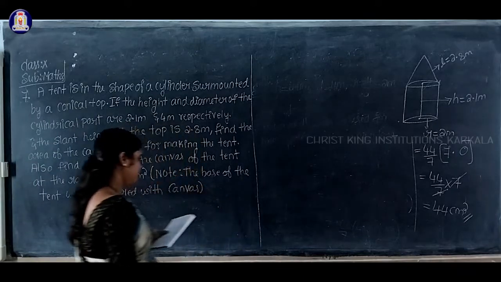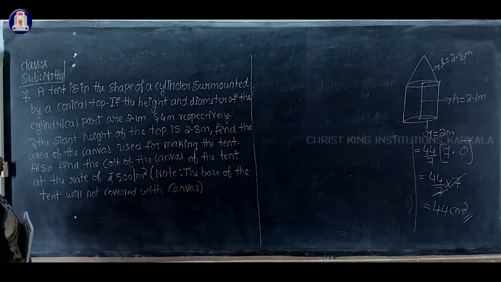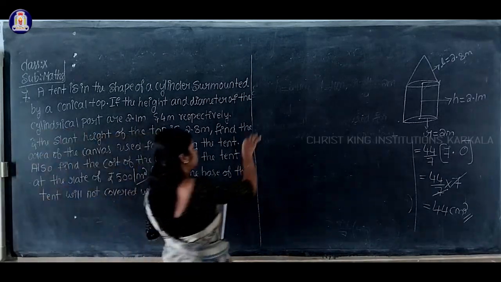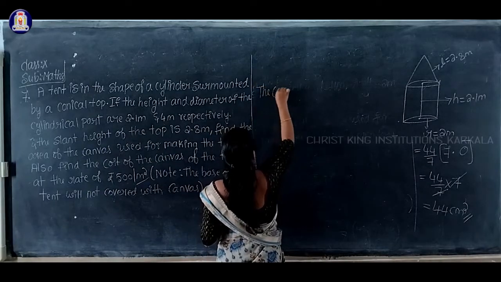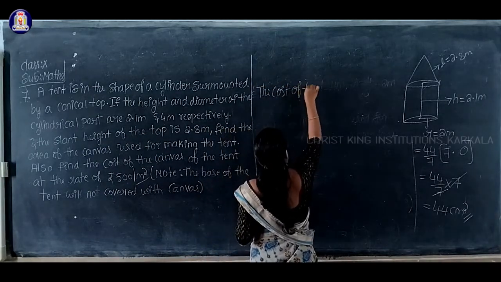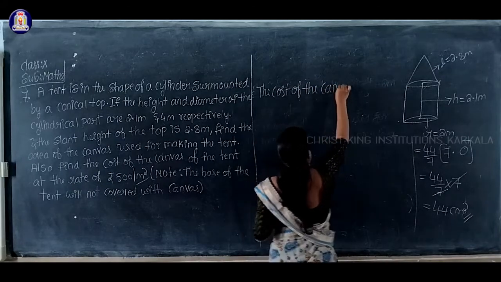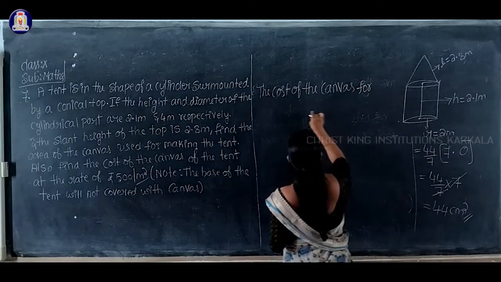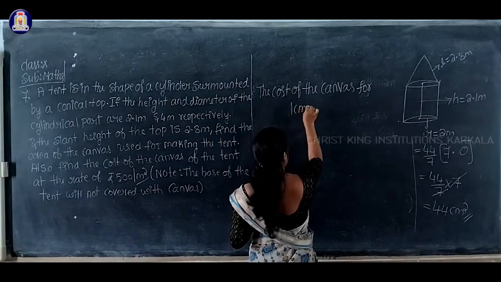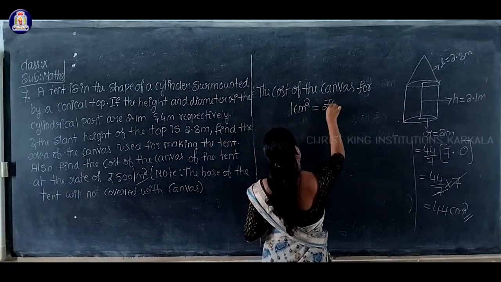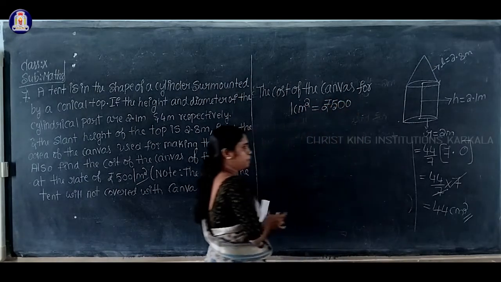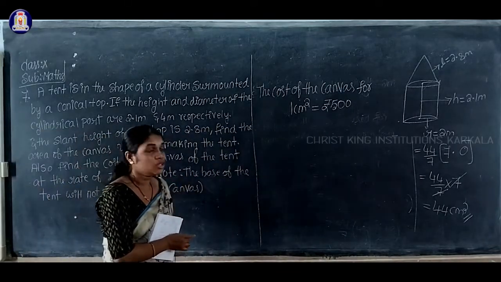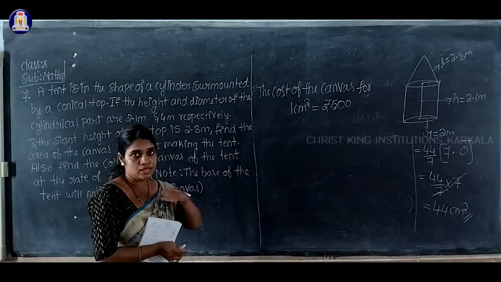So actually in the question given here, the cost of the canvas for 1 meter square equal to how much? Rupees 500, isn't it? The cost of the canvas for 1 centimeter square is equal to rupees 500. Okay, rupees 500 per meter square means what? For 1 meter square, what is the cost? For 1 meter square, the cost is rupees 500.